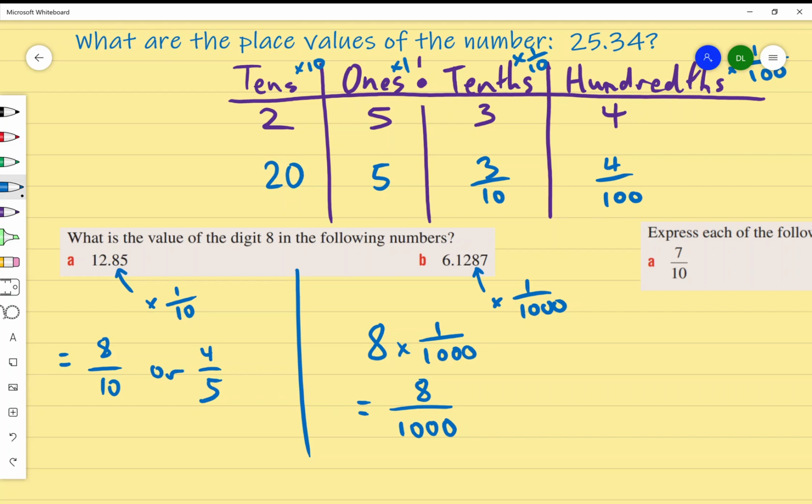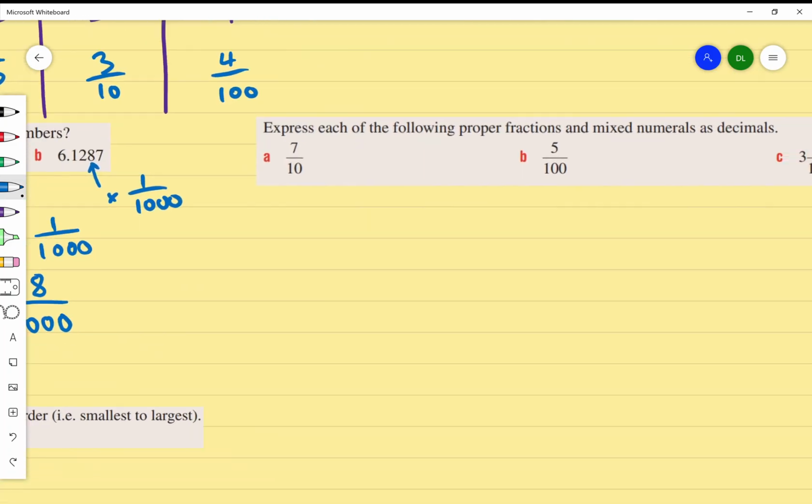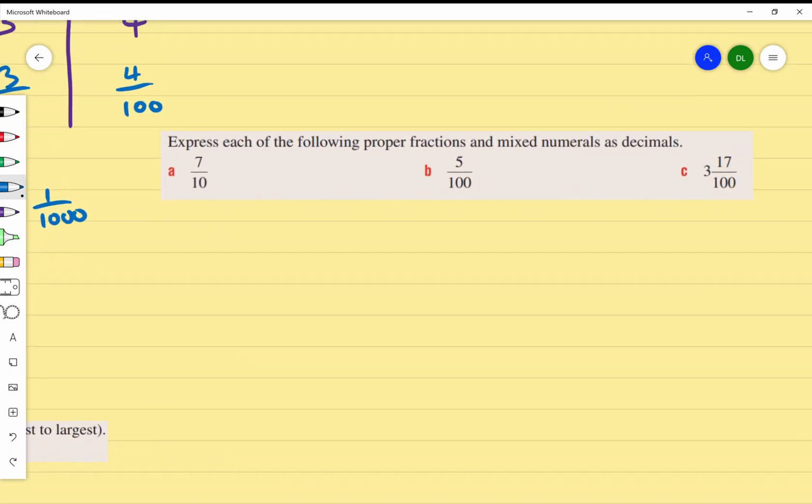Pretty straightforward? Okay. Now, this part over here is when we're combining our understanding. This is why we're doing a joint assessment for chapter 4 and 6. It's because we're combining our understanding of the two topics. So express each of the following proper fractions and mixed numerals as a decimal. So we're changing it from proper fraction to a decimal. So 7 over 10, we're going backwards. We know 7 over 10 is 7 tenths, right? You guys remember that? So if it's 7 tenths, Taylor, go walk me through it. How'd you do that?